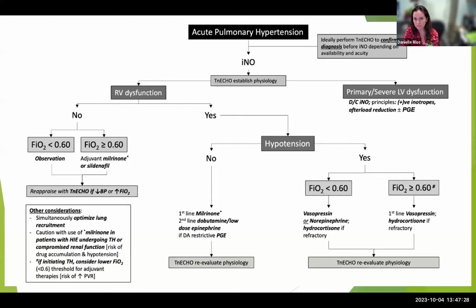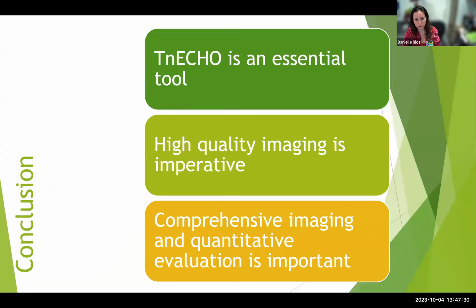Okay, so in conclusion, echo is an essential tool in diagnosis, stratification, and longitudinal care of patients with pulmonary hypertension. It's essential that high quality imaging is obtained in order to maximize the accuracy of the information that you get from the physiology, and then comprehensive imaging with quantitative rather than qualitative evaluation is important to ensure phenotypic precision and to select the appropriate management strategy.